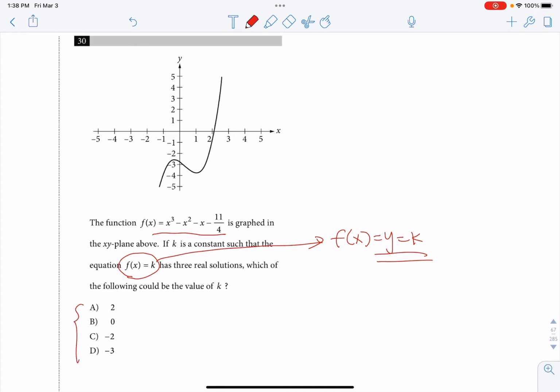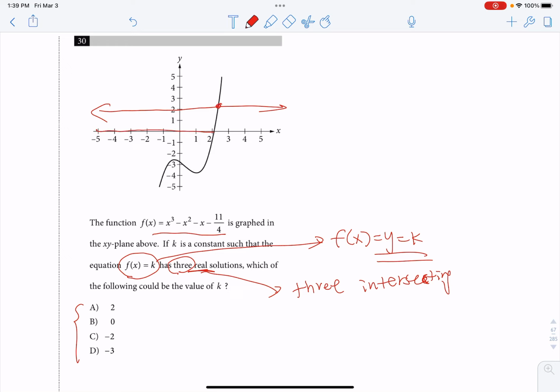Y equal to 2. If I draw a horizontal line, y equal to 2, like that, then does it have 3 real solutions? 3 real solutions means 3 intersecting points. Do they have 3 intersecting points? No, only one. What about when you plug in 0 for k?